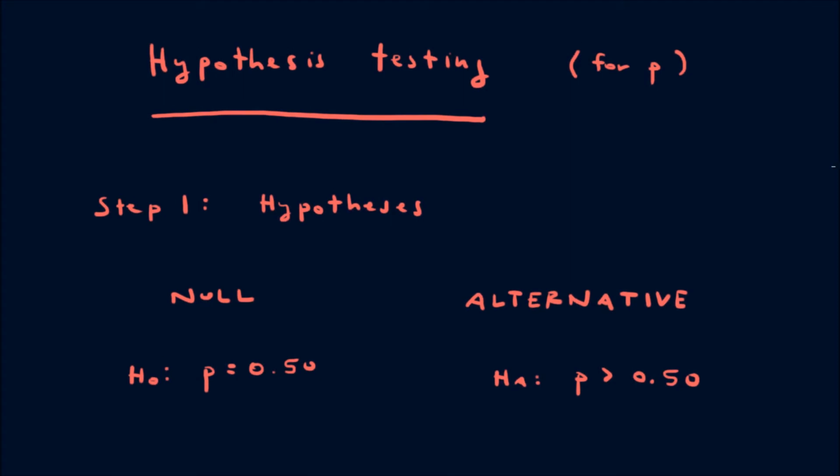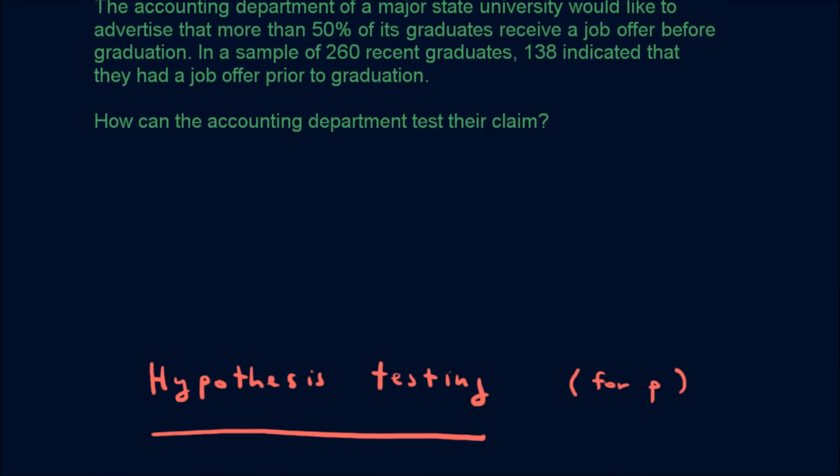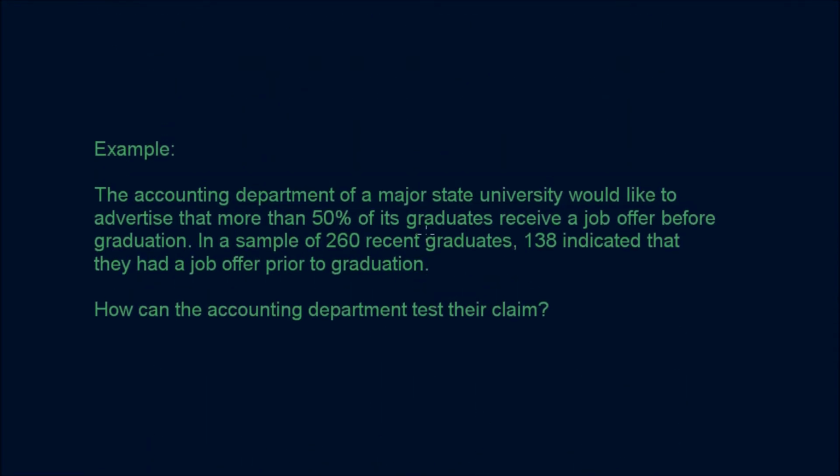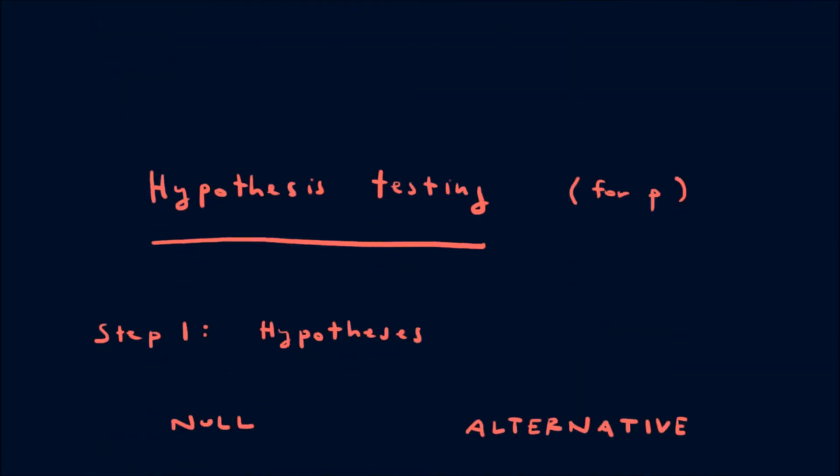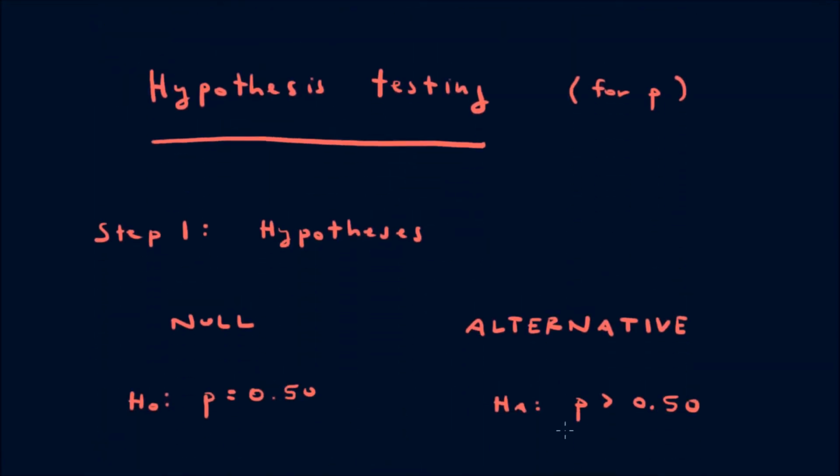The first step here would be to set up the hypotheses. There will always be 2 hypotheses, the null hypothesis and the alternative hypothesis. The null hypothesis will always use an equal sign, and the alternative will use some inequality: greater than, less than, or not equal to. In this case, we'll use greater than because that's what the accounting department wants to prove, that more than 50% of their graduates receive a job offer before graduation. So the alternative is the one the researchers are trying to prove, and then for the null, you just use an equal sign instead.